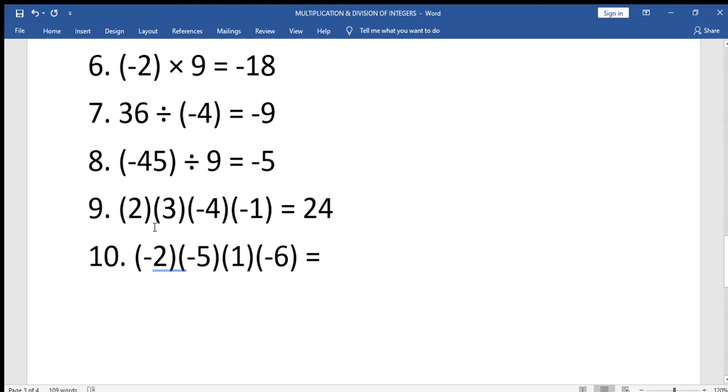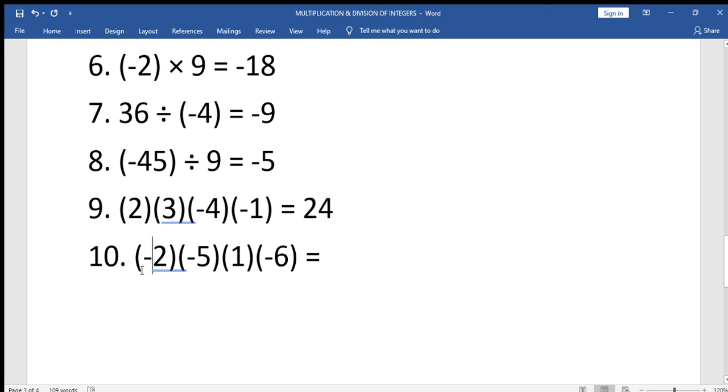Okay? So here in answering this, we are going to solve this one at a time. 2 times 3, so we have 6, that's positive 6. Then 6 times negative 4, that is definitely equal to negative 24. Then, after which, we are going to multiply negative 24 by the last number, which is negative 1. Negative 24 multiplied by negative 1 is definitely equal to positive 24.